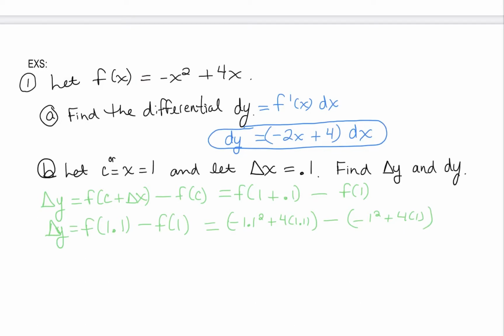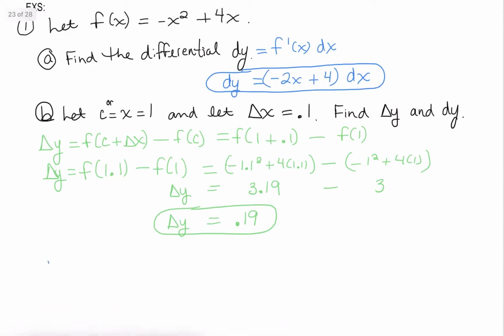All right, real quick off to the side here, I have my calculator. The negative 1.1 squared plus 4 times 1.1, just typing that in, that was 3.19. And then, of course, minus, this is just 3. And so we end up with 0.19. So our actual change in y is 0.19.